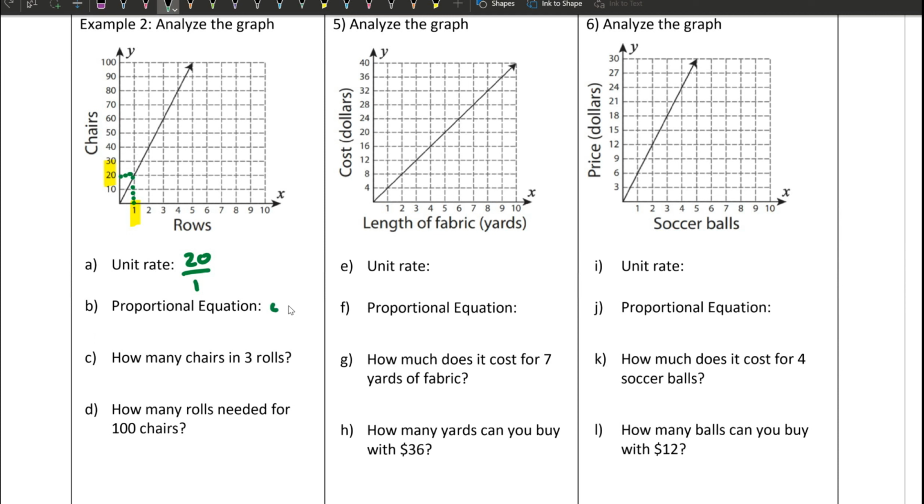The proportional equation is y equal to mx. In this case, your m, or your slope, is 20. So y equal to 20x.